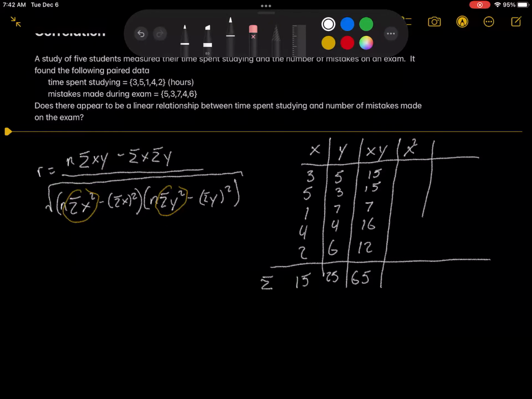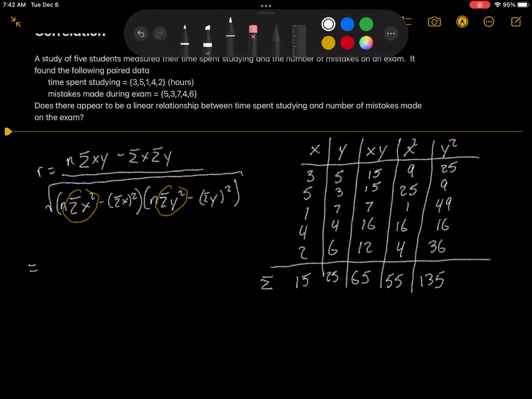X squareds, y squareds. So x squareds would be 9, 25, 1, 16, and 4. Y squareds, 25, 9, 49, 16, 36. And if I add these up, my x squareds give me 55. My y squareds give me 135.